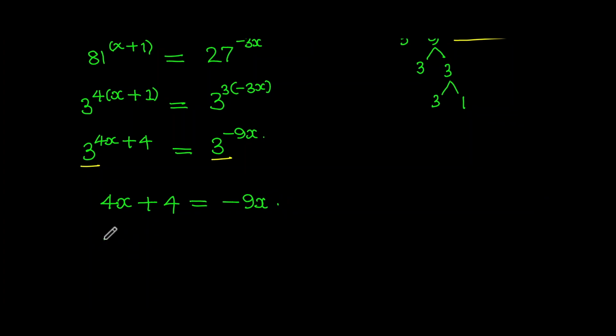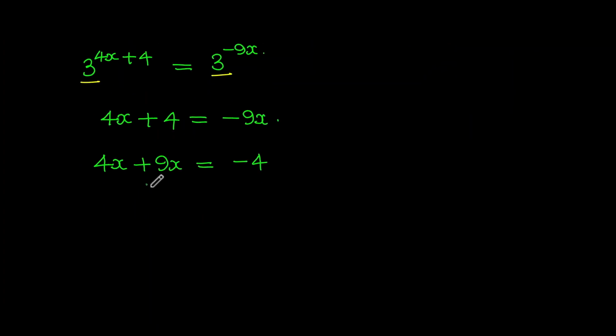Collecting like terms, we have 4x plus 9x equals negative 4. And adding this together, we have 13x equals negative 4. And to get x, we divide both sides by 13. Therefore, x is equal to negative 4 over 13 as the solution for x.